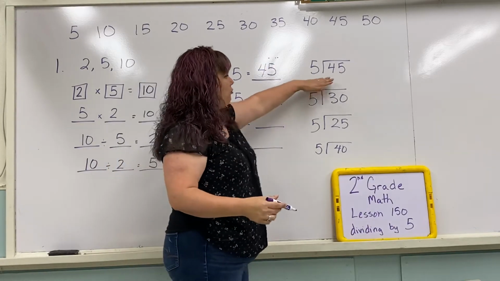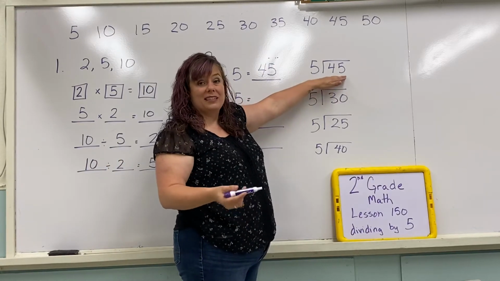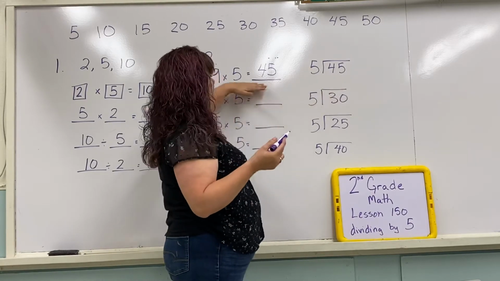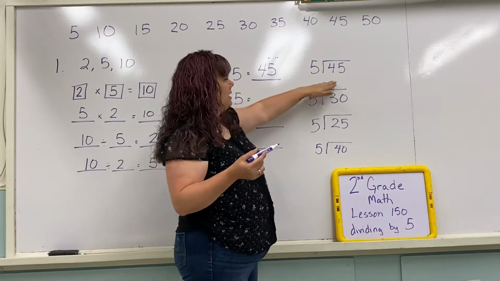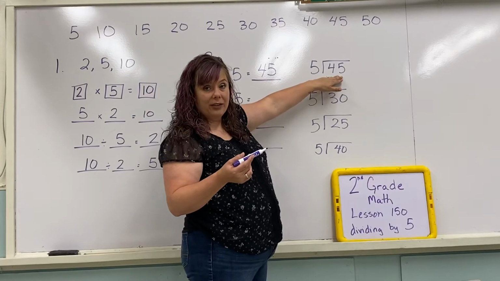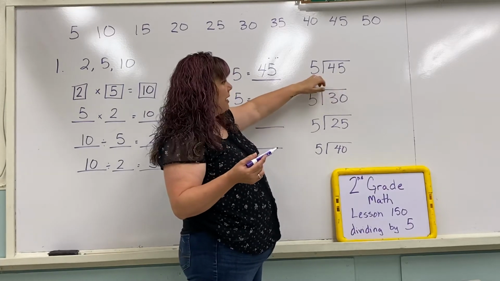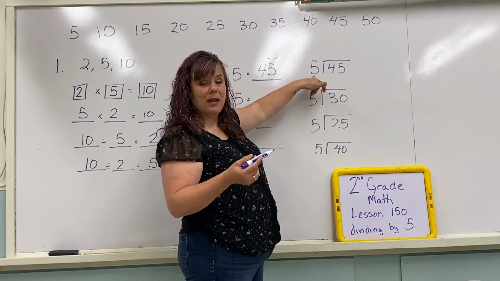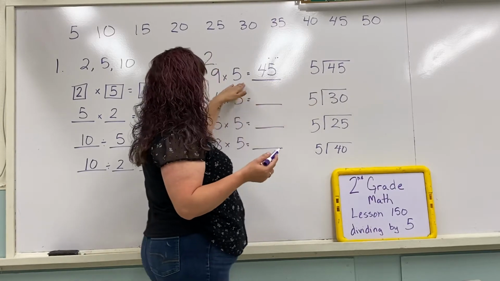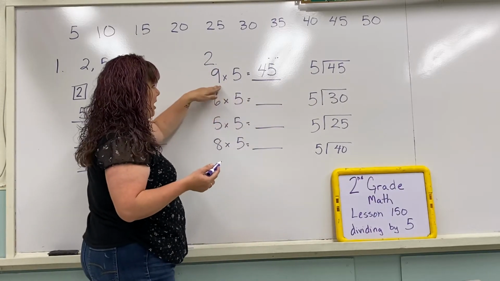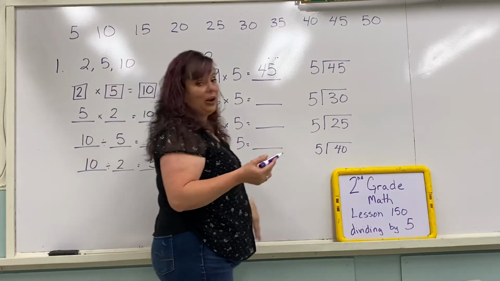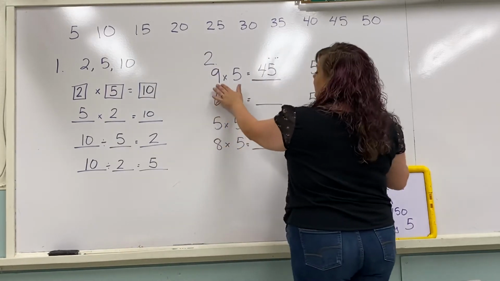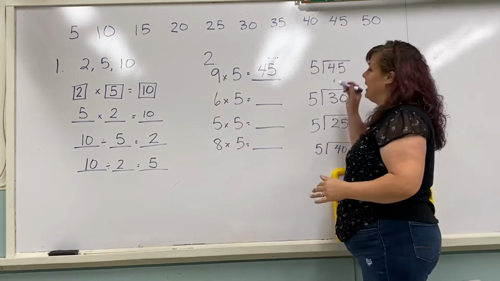Now, straight across from it is a division problem. This division problem is just the opposite of this multiplication problem. If we have 45 and we're counting by 5s, how many times would we be able to count by 5s? Look, it's just the opposite. And our answer is, say it with me, 9.